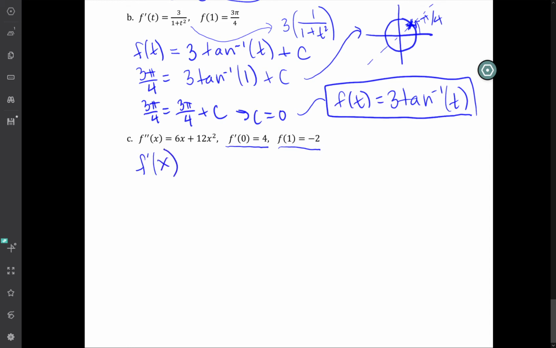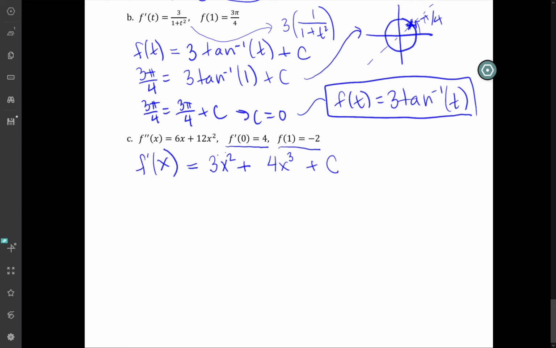One antiderivative is going to take us from f double prime to f prime. And the antiderivative of 6x, let's see, we better have an x squared. When we take the derivative, the 2 would drop down in front, and we get 2x, but we want 6x, so I'm going to multiply that by 3. 12x squared, so we're going to need an x cubed. When we take the derivative, that 3 would drop down in front, and we get 3x squared. We actually want 12, so I'm going to multiply that by 4. And then we'd have our plus c.